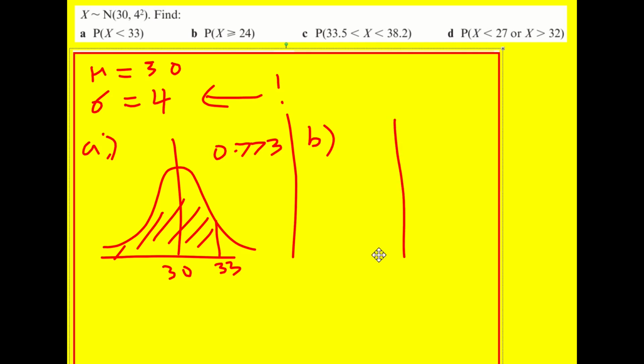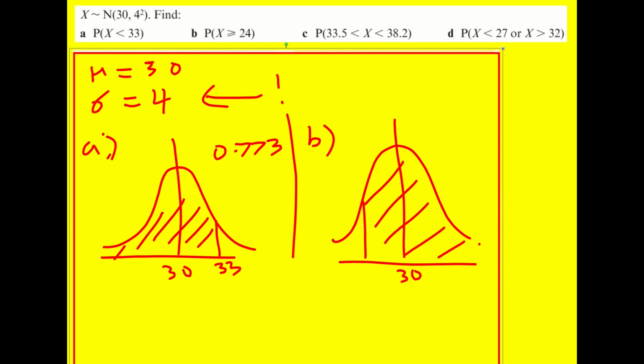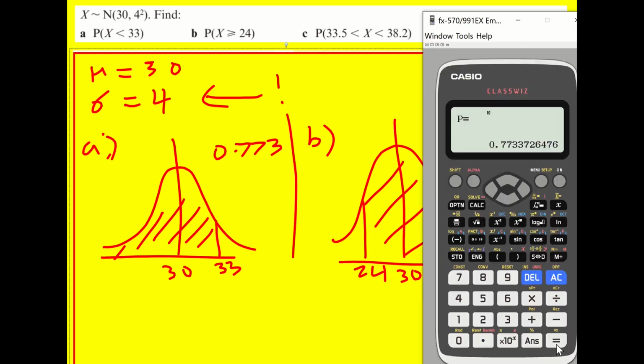For B, similar setup, greater or equal to 24. So it's going to be to the left. I'm again going to get an answer greater than 0.5. I just think it gives a good idea of what's going on, and having a good feel for these sketches is really useful. Doesn't matter that it's greater or equal to, remember, in the normal distribution, doesn't make any difference. This time my lower limit's 24, my upper limit's just something large, 0.933.